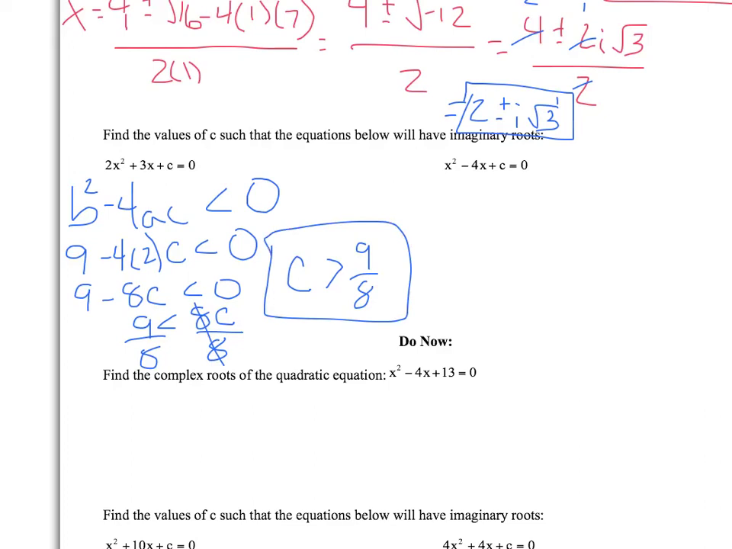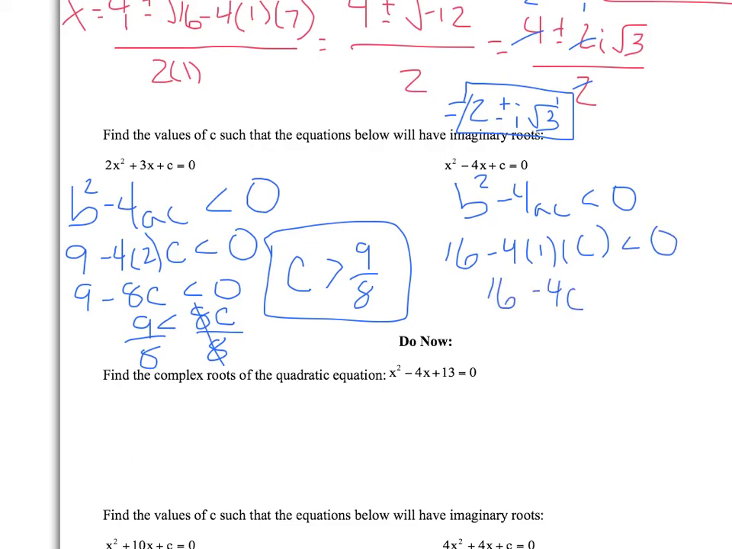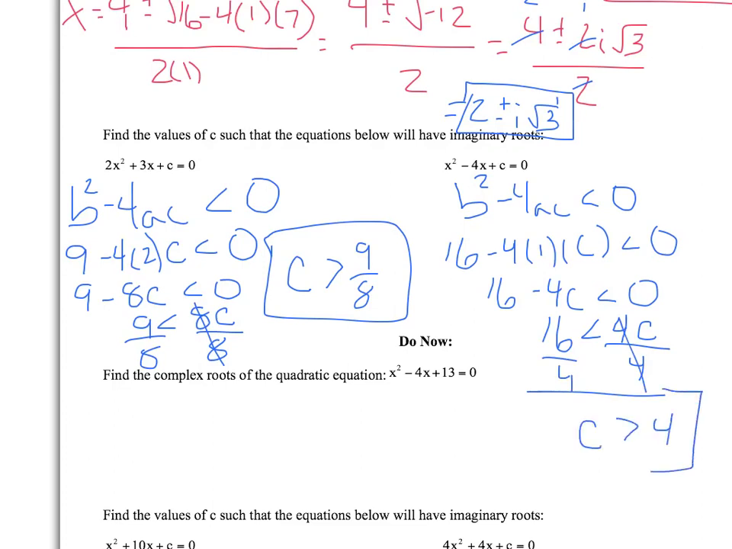Let's try the one on the right hand side. It's the same idea. b squared minus 4ac has to be less than 0. So b squared is 16. a is 1. c has to be less than 0. 16 minus 4c is less than 0. Add 4c. And then divide by 4 to solve for c. We get c has to be greater than 4. So as long as you pick a c value greater than 4, the equation will have imaginary roots.